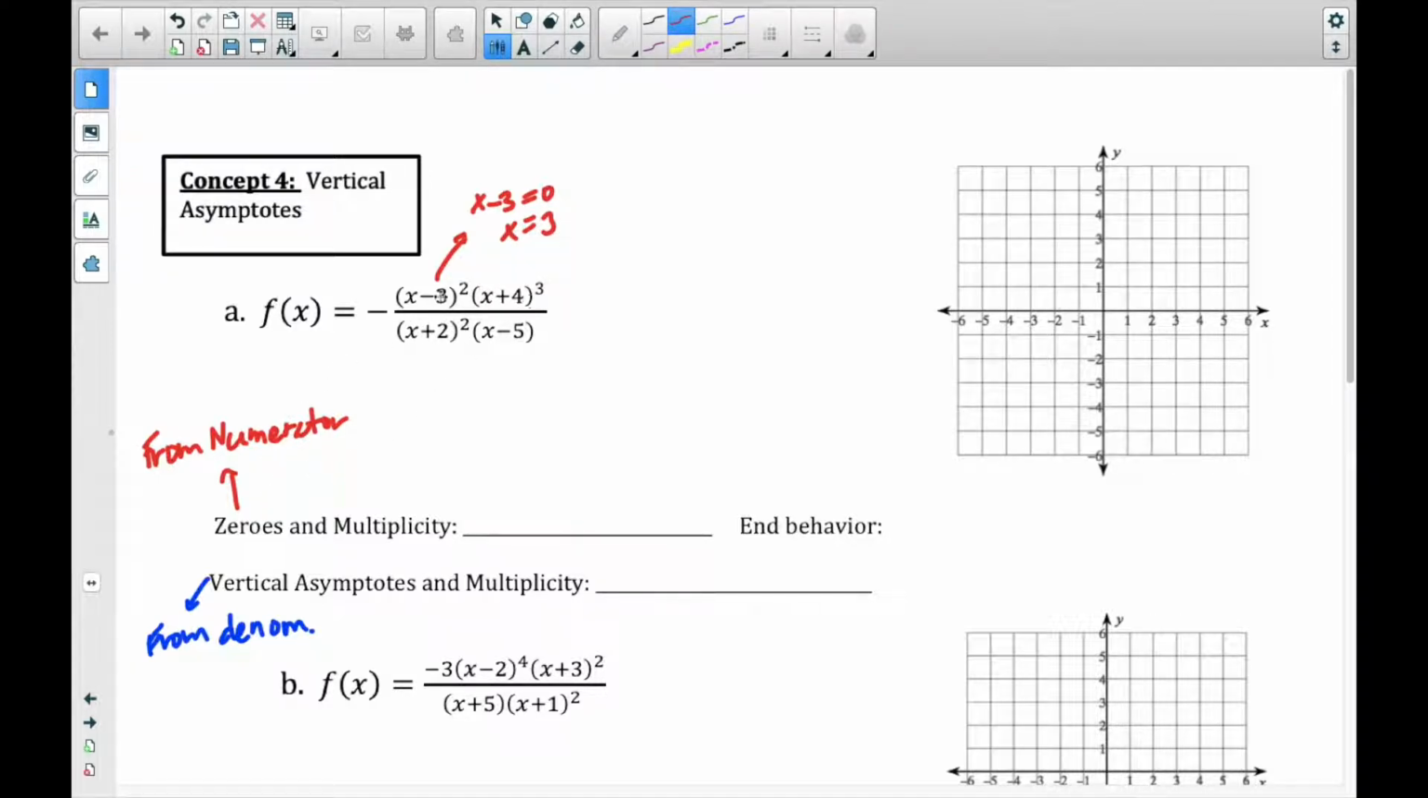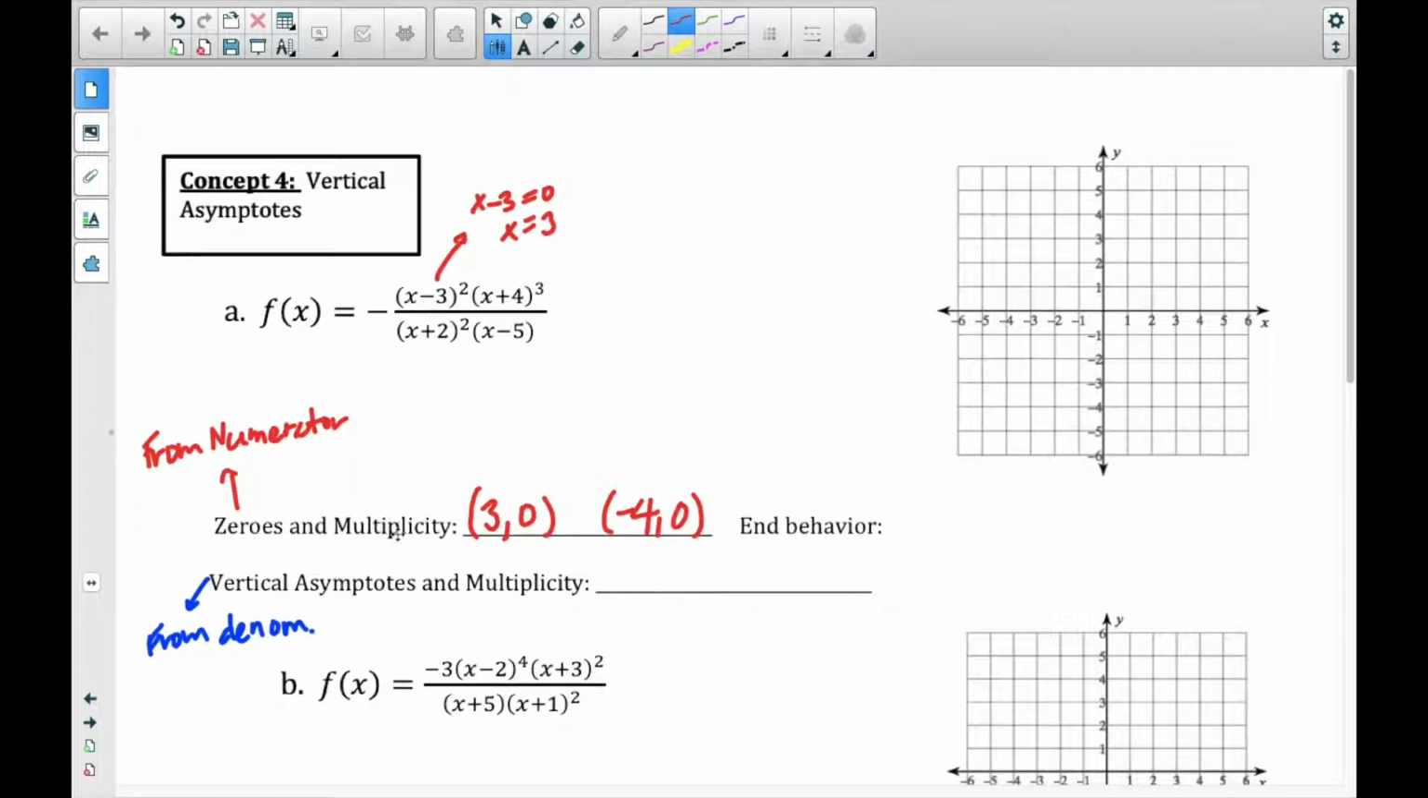Those factors on the numerator go into the zeros. Those are going to be our zeros, our x-intercepts. And so one of them is at (3, 0), and I think you can tell where the other one is without doing the work. That's going to be at (-4, 0).